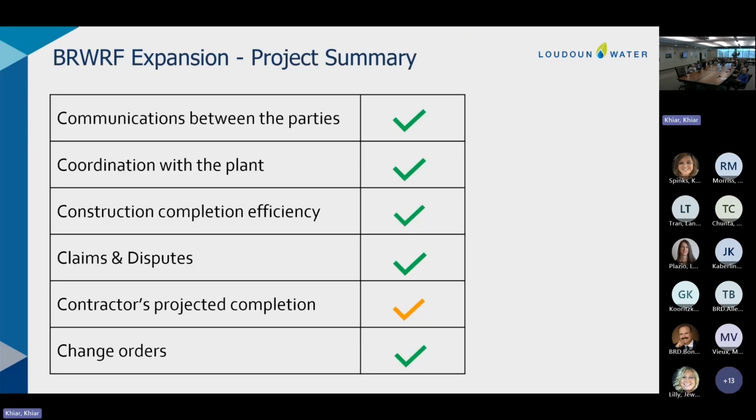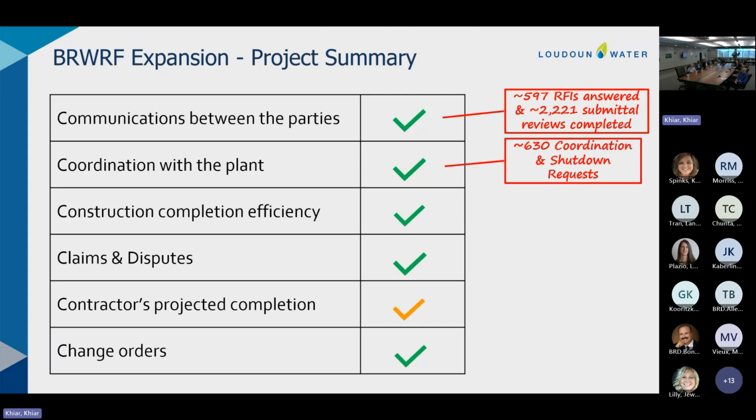And then just the project summary here. Approaching 600 RFIs and 2,200 submittals reviewed and completed. Up to 630 coordination and shutdown requests. And again, these two items are dwindling down. There's not too many more of these left to go here.